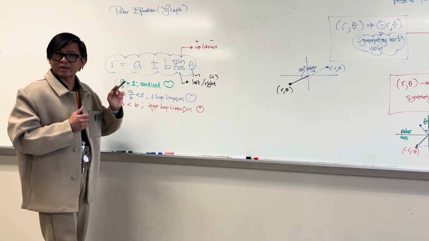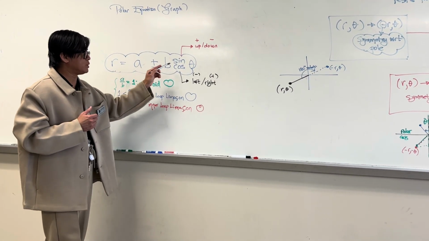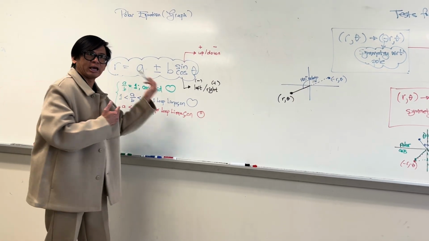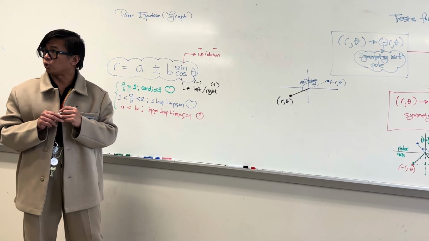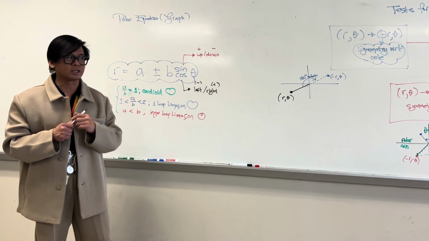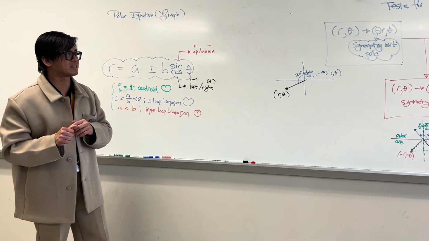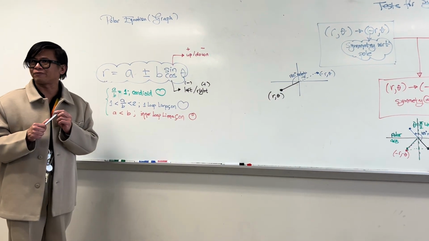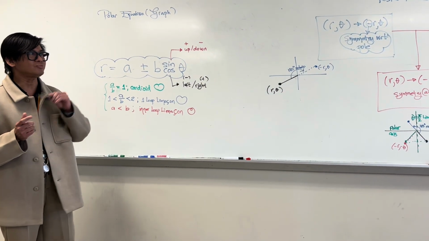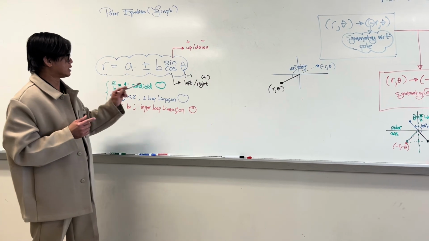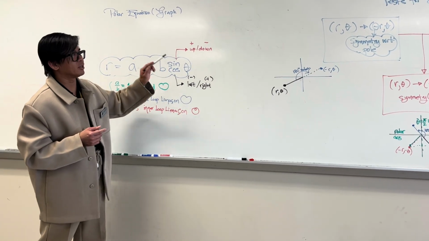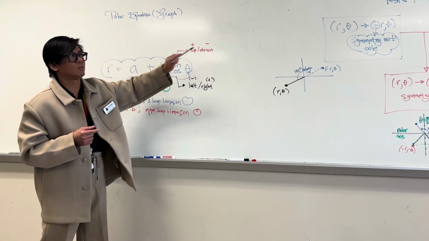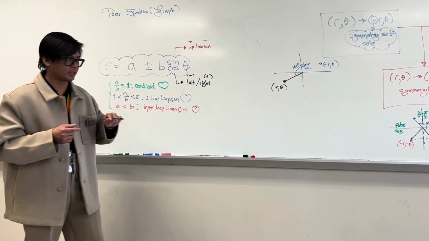However, if it's cosine theta, again a plus or minus b cosine theta, then we are seeing the orientation either leftwards or rightwards, depending on the sign. Okay, so that is 5 minus 5 sine theta. Sine theta. So what are we considering? Up, down, or left, right? Okay, so it's a cardioid with that sign, right? So if it's sine, then it's what we call downward orientation, right?